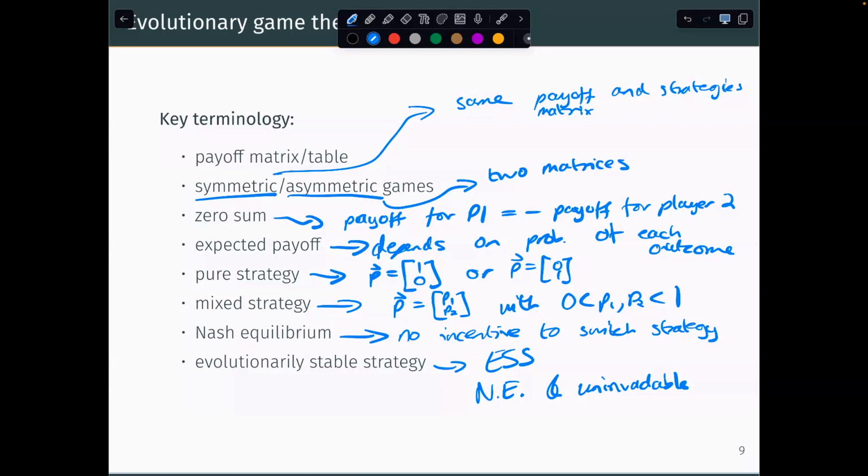Note as well that, remember we saw these images that looked like this. You can think of an ESS as being kind of like the top of a peak. So you can have two ESSs in, say, the same game. One might have a higher payoff than the other, but they're still locally ESSs. Okay.